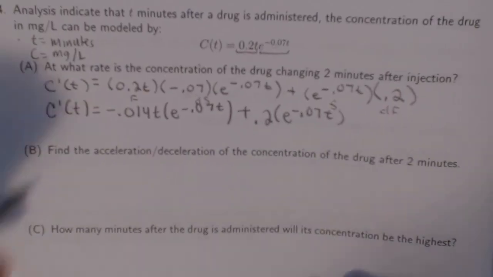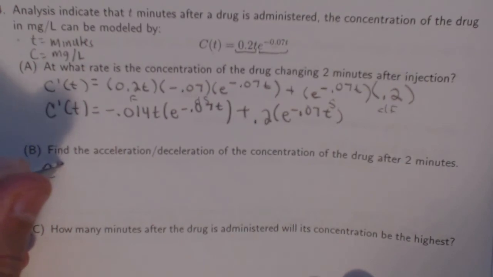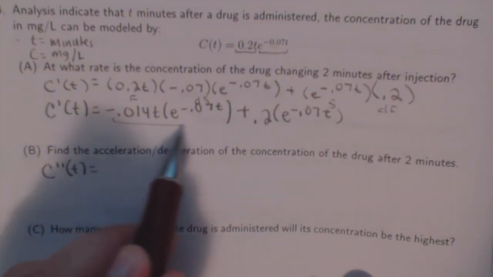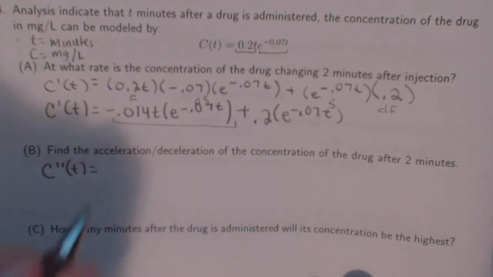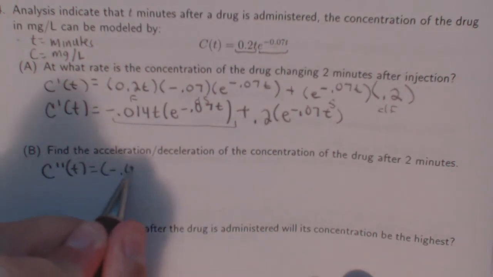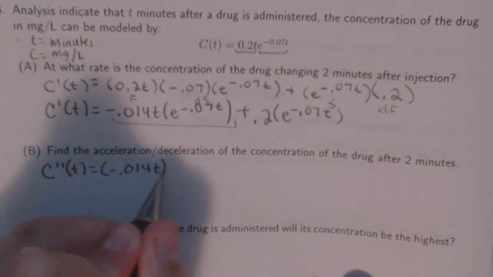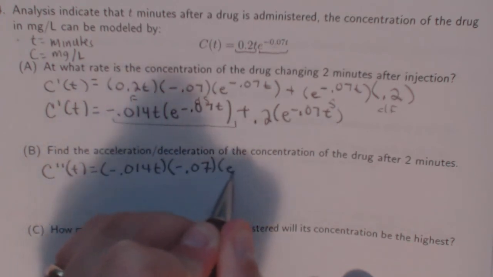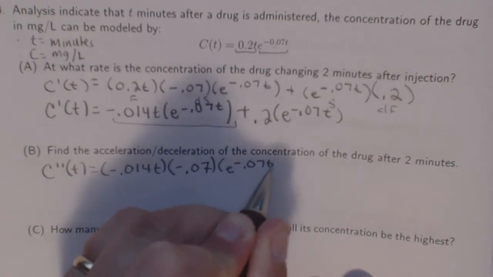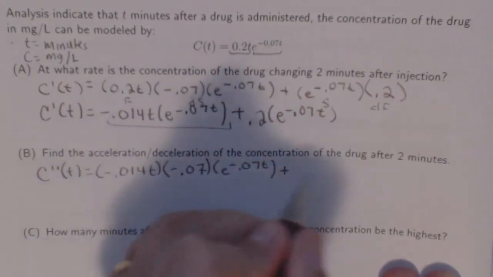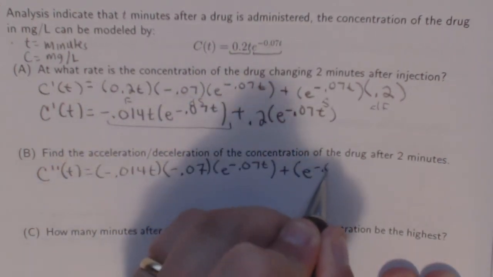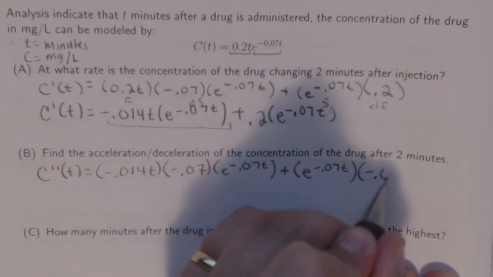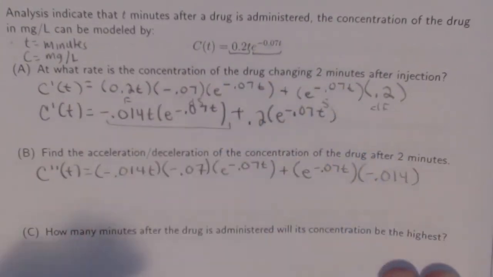Okay, so now I can take the second derivative of this, and so we need the product rule here. So this is going to be the first times the derivative of the second, plus the second times the derivative of the first. Okay, let's catch our breath here.